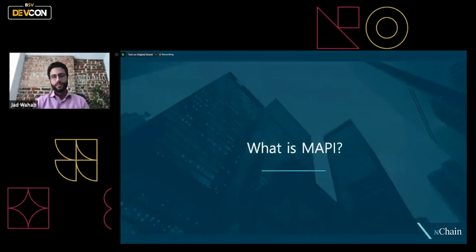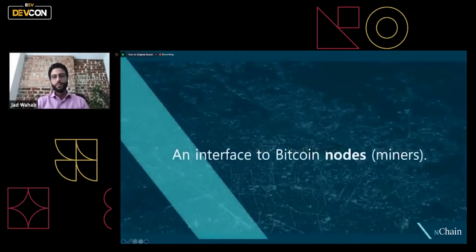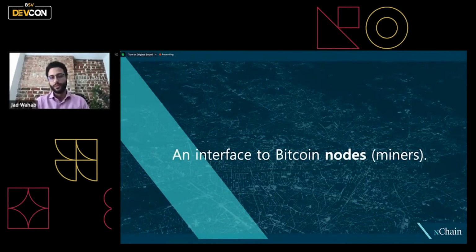So what is the Merchant API? What is MAPI? In simple terms, it's basically just an interface into Bitcoin nodes or miners. And most of the time, it's going to be merchants who are interfacing with the Bitcoin nodes, and we'll see why in a few minutes.